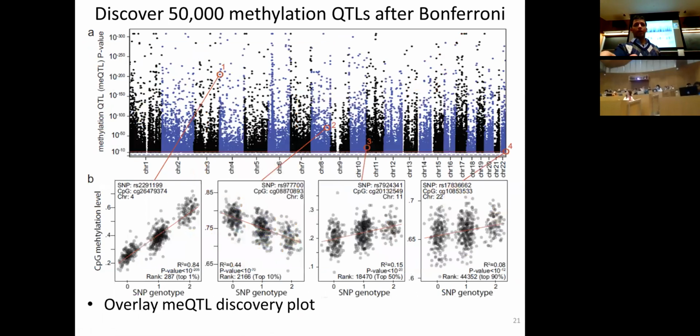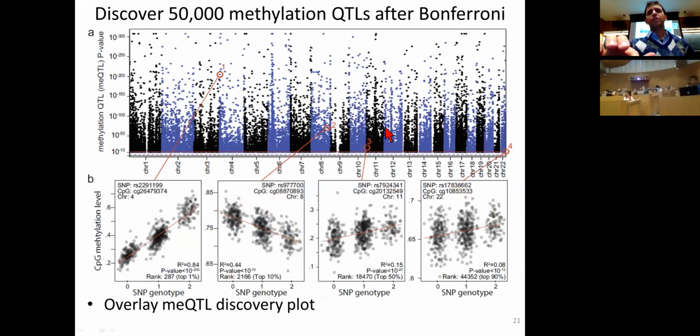And then once we've understood that, we can start asking how much does genetic variation influence CpG methylation, okay? So on the x-axis, I'm plotting the genotype, whether you have 0, 1, or 2 copies of the alternate allele of a particular SNP. And then on the y-axis, the CpG methylation level. Both of them normalized.